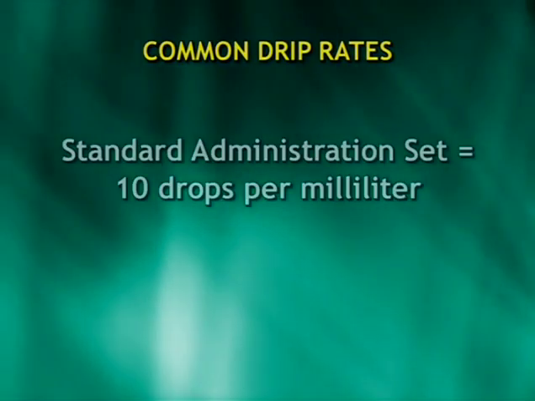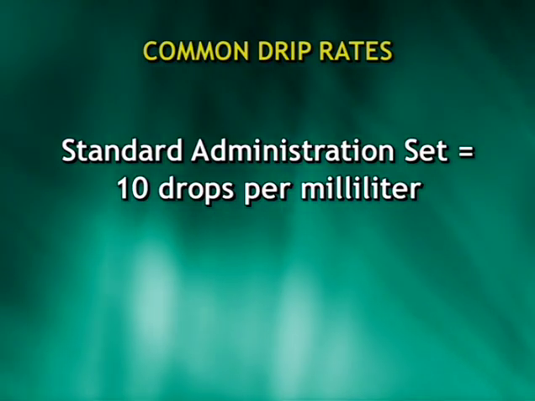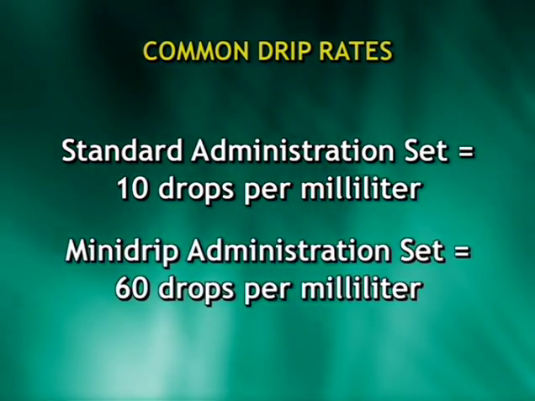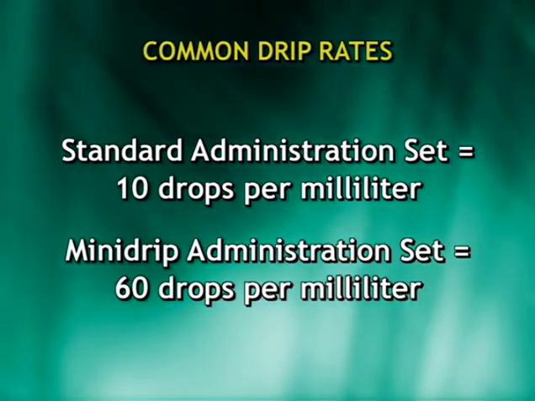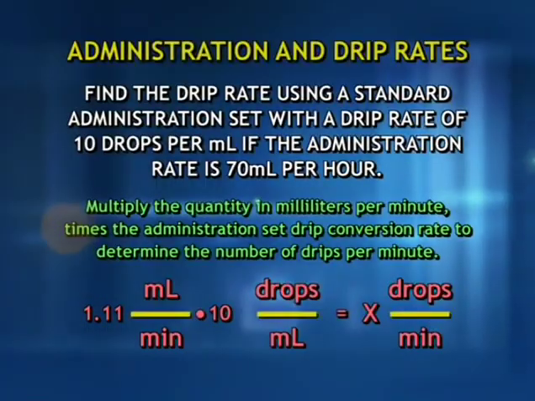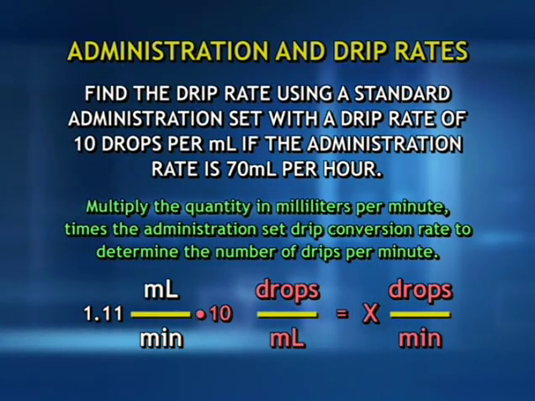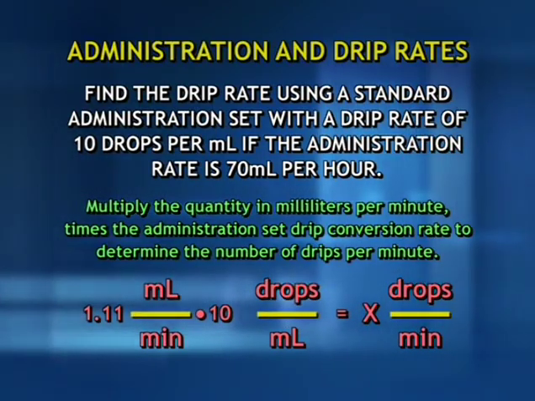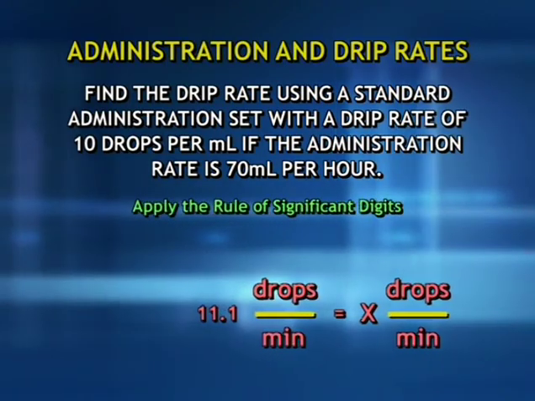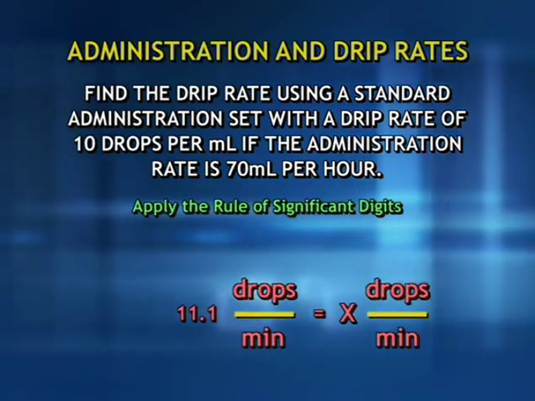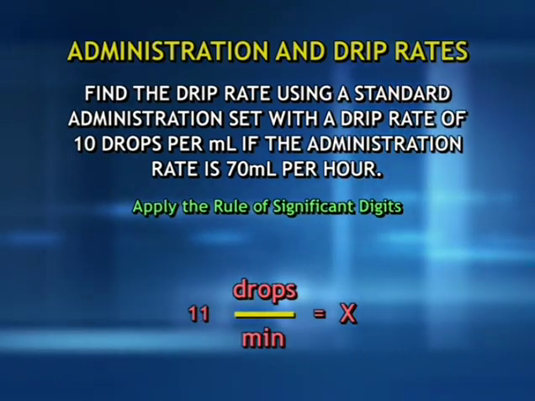A common drip rate for a standard administration set is 10 drops per 1 milliliter. For a mini drip administration set, it is 60 drops per milliliter. To convert to drops per minute for a standard set in the last equation, multiply 1.11 milliliters per minute times 10 drops per milliliter. The solution is 11.1 drops per minute, which becomes 11 when the rule of significant digits is applied.